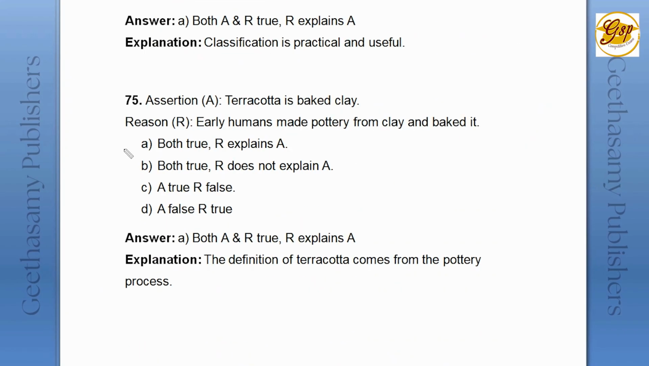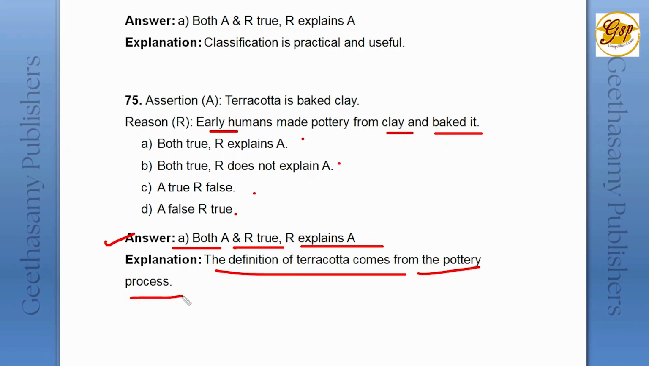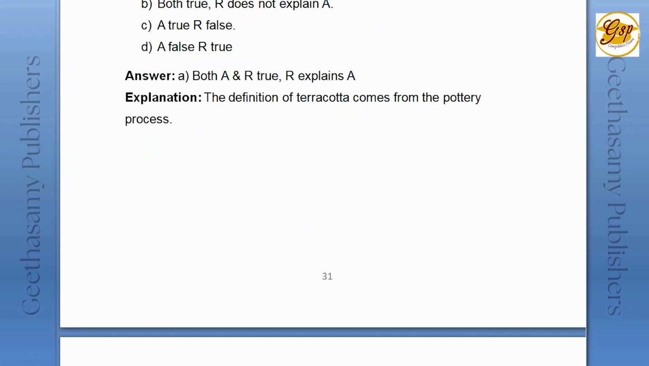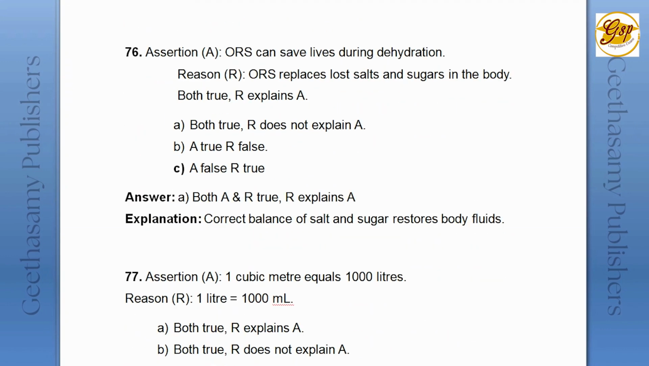75th question. Assertion: Terracotta is a baked clay. Reason: Early humans made pottery from clay and baked it. Both are true and R explains A. The correct answer is A, both are true, R explains A. The definition of terracotta comes from the pottery process. And 76th question.